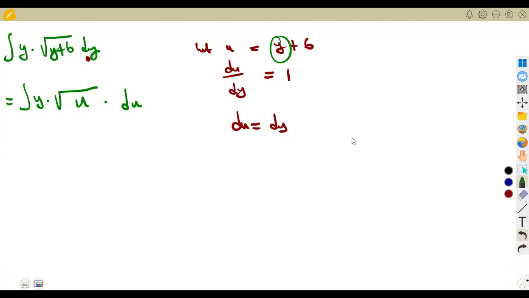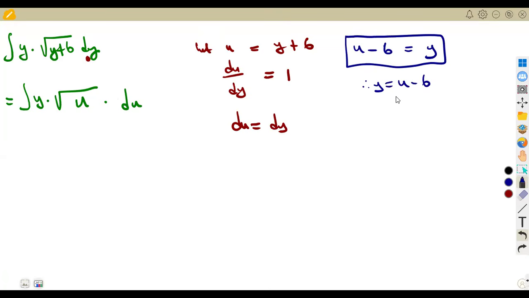So we have to make y the subject in terms of u so that we can remove this and substitute with something that carries u, because remember this is now to be integrated with respect to u. So from u equals y plus 6, u minus 6 is going to be equal to y. Wherever we see a y, we are going to substitute with u minus 6. Is this going to make sense? Let's put it here and see.